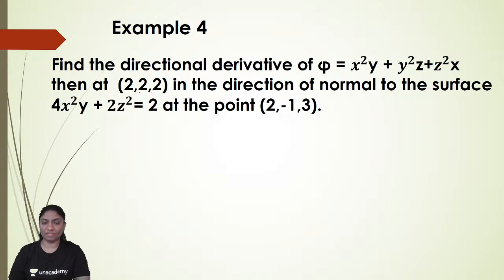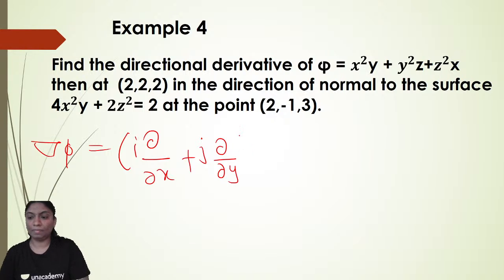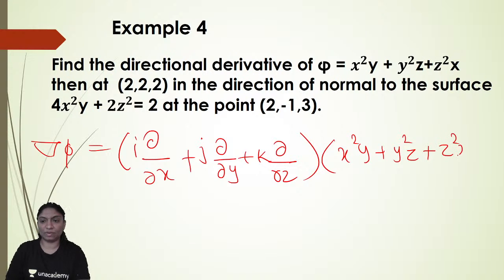Okay, so p is given, and p for this psi is this and p for this phi is (2, 2, 2). Okay, so first we will calculate del phi at p. So del phi is equal to i del by del x plus j del by del y plus k del by del z of phi, that is x square y plus y square z plus z square x.